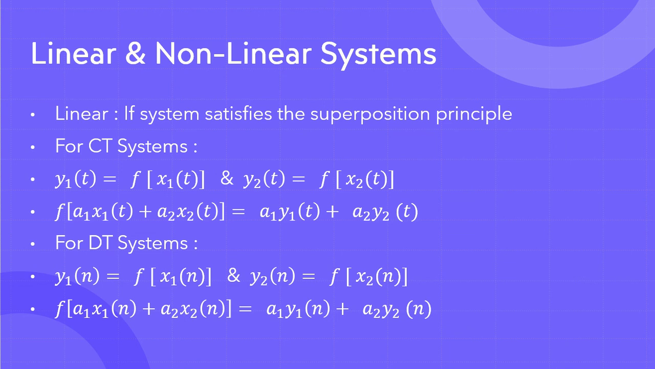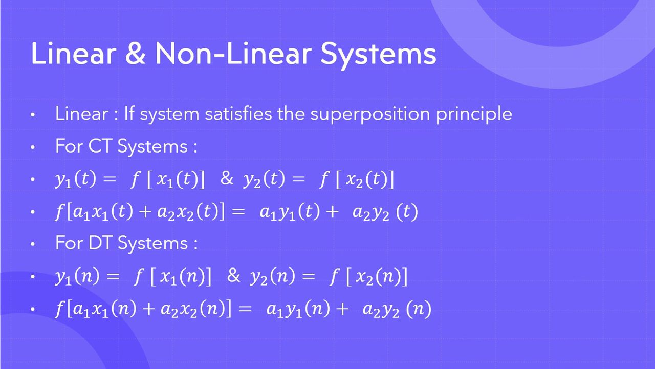So first let's see for the continuous time signal. How do we define it in a continuous time signal? For that, let's consider two systems. The first system's output is y1 of t, and its input is x1 of t. And the output of the second system is y2 of t, and the input of the second system is x2 of t, okay.